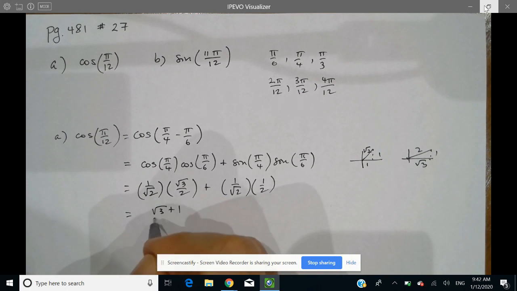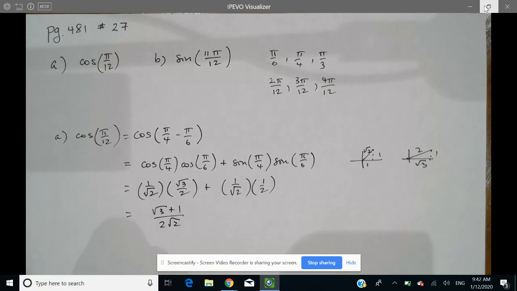over 2 root 2. I'm happy to have the answer in this form, or you can rationalize the denominator. In other words, multiply numerator and denominator by root 2. So this becomes root 6 plus 1 times root 2 is just root 2. And then root 2 times root 2 is 2 times 2 is 4. There you go. So either version is fine.